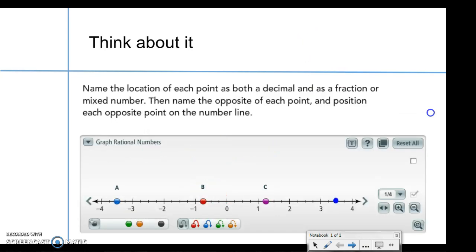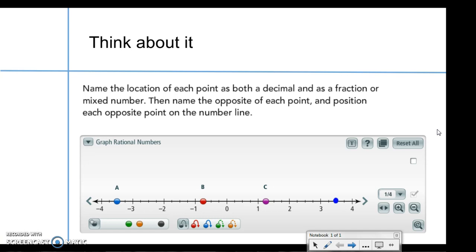All right, so here's something that we're going to walk through together. You do not have to copy this one down. I just need your full attention. Okay? This will be on the homework. This will be on the test. So pay attention. Name the locations of each point as both a decimal, as a fraction, or a mixed number. Then name the opposite of each point and position each opposite's points on the number line.